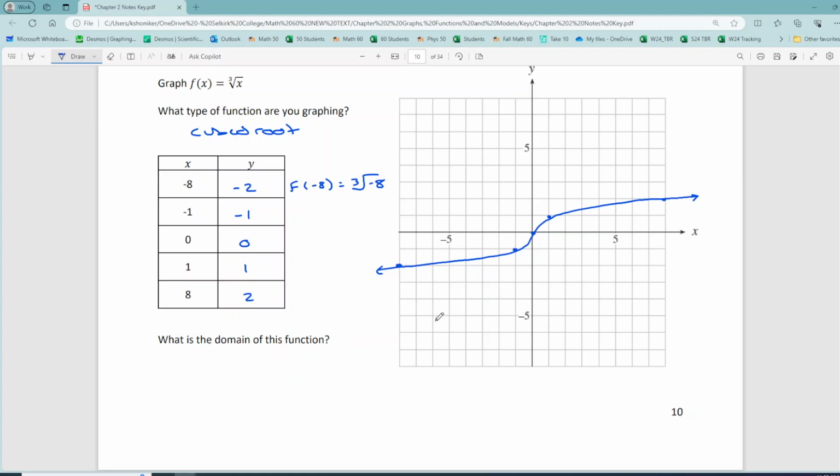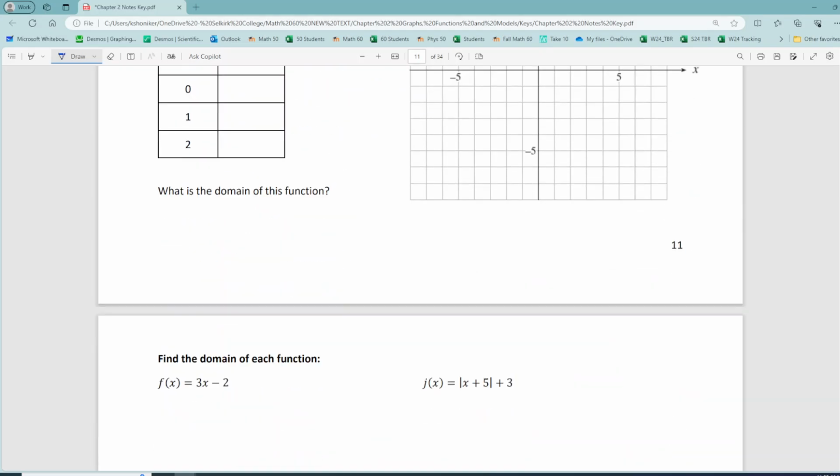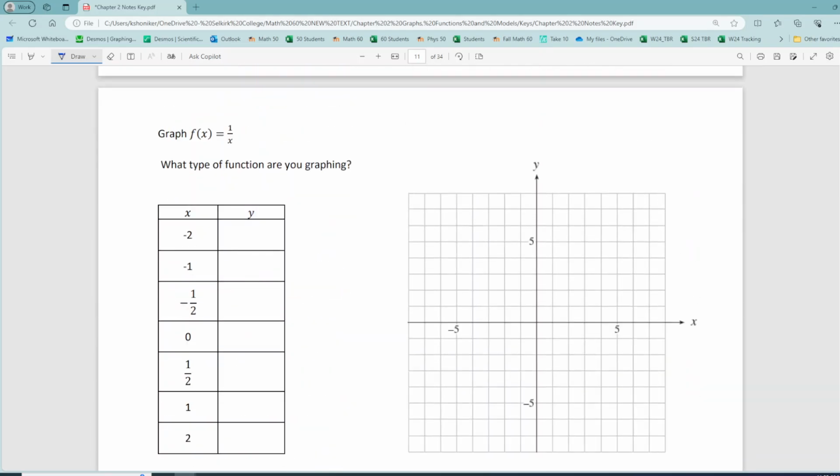Now for this one, what we're looking at is the domain. Because we're taking a cubed root and not a square root, you can do negatives. So the domain of this function is back to that -infinity to infinity, or all real numbers, whatever makes more sense to you. All right, last two functions here, and then we'll go on to the domain idea.